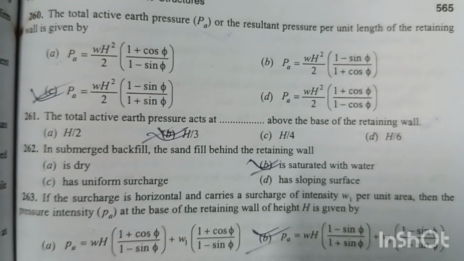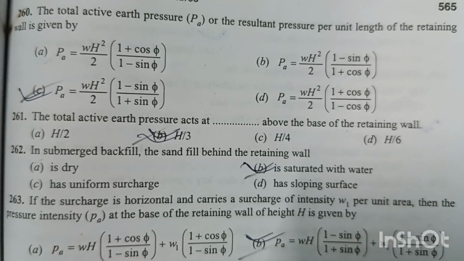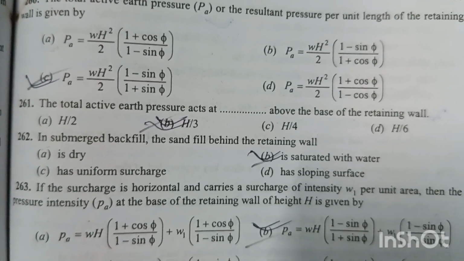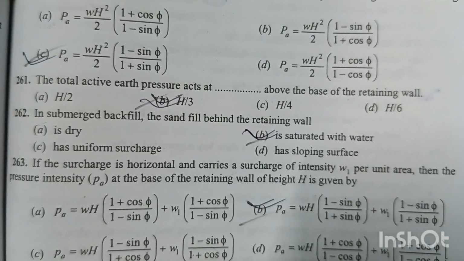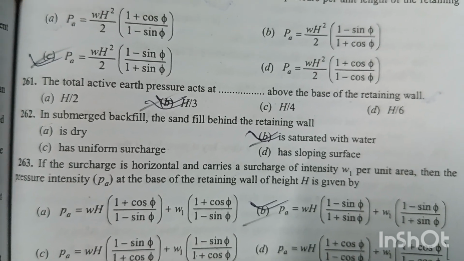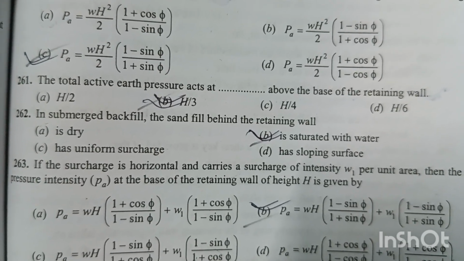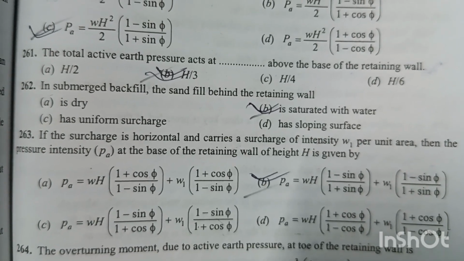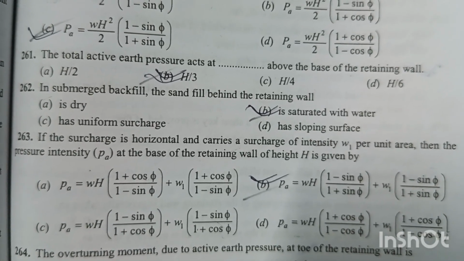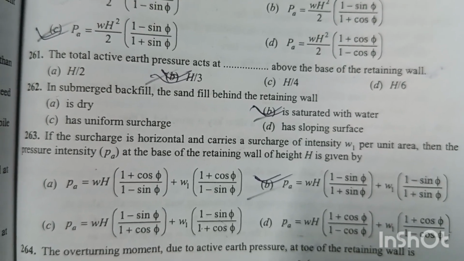Question number 262. In submerged backfill, sand filled behind the retaining wall is saturated with water. Option B is the right answer. Question number 263. If the surcharge is horizontal and carries a surcharge of intensity w1 per unit area, then pressure intensity Pa at the base of the retaining wall of height h is given by. Option A is the right answer. Pa equals w into h into (1 minus sin phi) by (1 plus sin phi) plus w1 into (1 minus sin phi) divided by (1 plus sin phi).